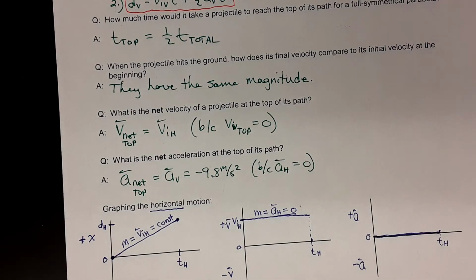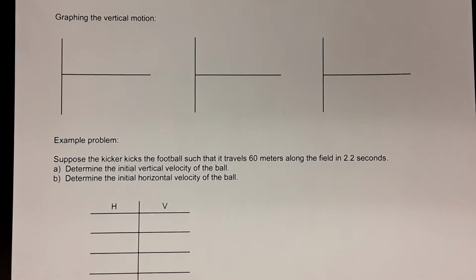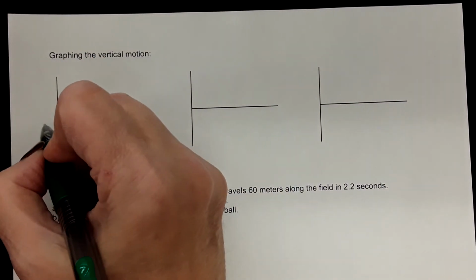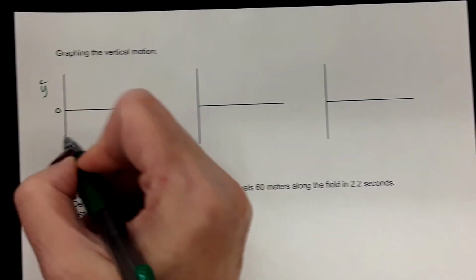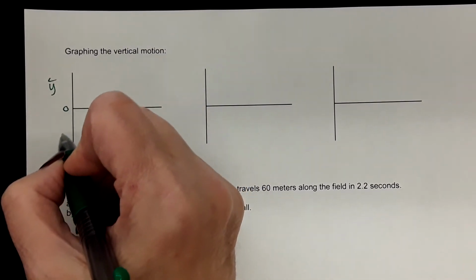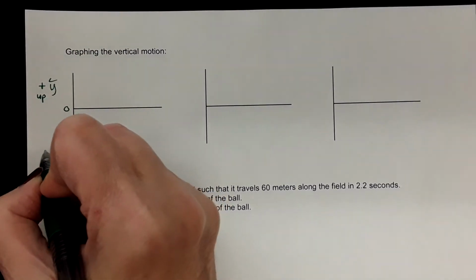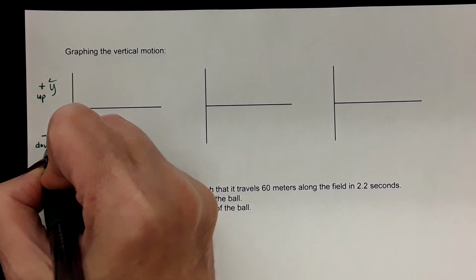Okay? All right, last thing, let's take a look at the graphs for the vertical motion. All right, so vertically, let's start with position, and I'm going to use a Y for position because we're on the Y-axis and we're talking about up and down. So positive is up, and negative is going to be down.